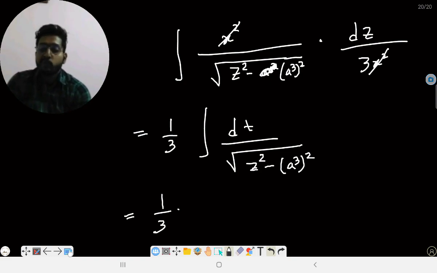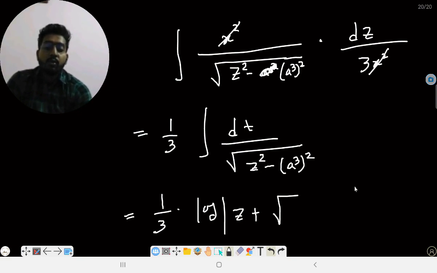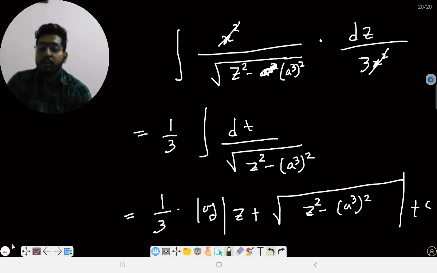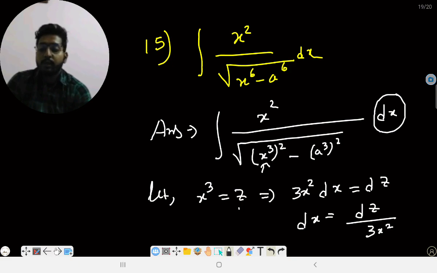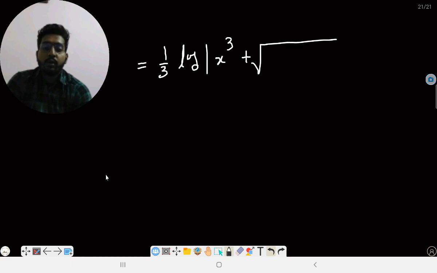Again the formula for root over of x square minus a square is log mod z plus root over of z square minus this one. Now here you have to put the value of z, which is x cube. So it will become 1 by 3 log mod x cube plus root over of x cube whole square minus a cube whole square. That means x to the power 6 minus a to the power 6, plus c. So that will be the answer.